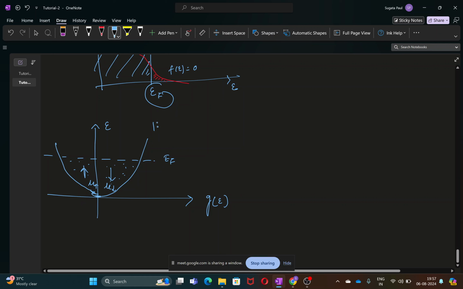Now when there is no magnetic field present, that means H equal to 0, there are an equal number of density of states for each spin band. So the spin up band has half of the DOS, and the spin down band has the other half of the density of states.